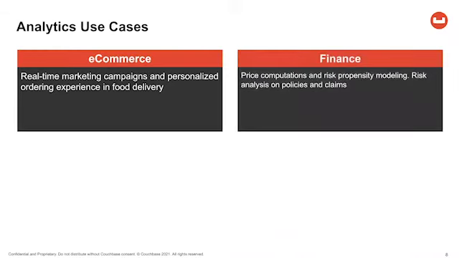In the finance domain, we're seeing customers doing price computations and risk propensity modeling and analysis on their policies, their claims, and their overnight feeds, which they get from external sources. They combine, aggregate, and join, with heavy performance and computations, which is leveraged by the analytics service.